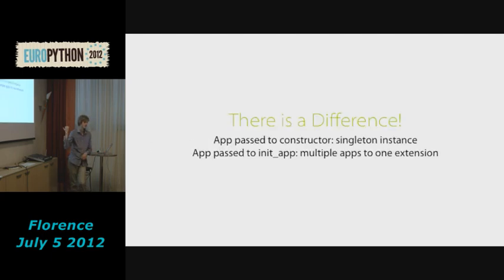Okay, so basically, yeah, this is the difference. The app passed to the constructor is a singleton. The app passed to init_app, you can have as many of them as you want.